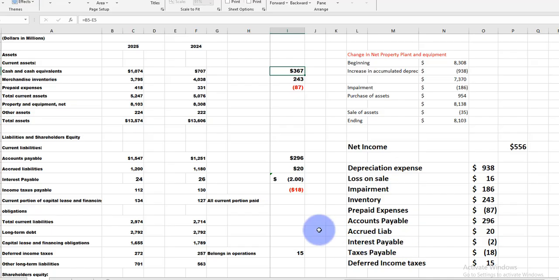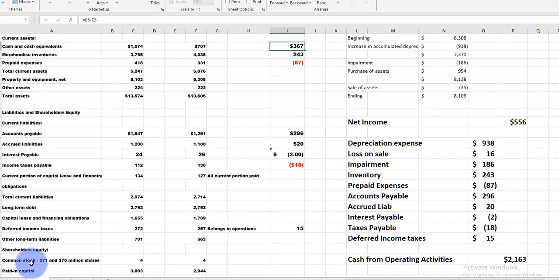Okay, interest payable, only a change of 2, and income taxes payable. Change of 18, goes down. We paid it. And like our example in our reading, there's also deferred income taxes, which has to do with operations. It's an operating liability, even though it's long-term, which violates our general rule, but that's why we have to have this information.